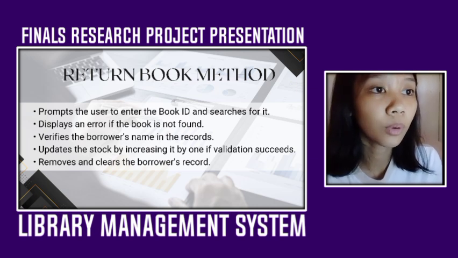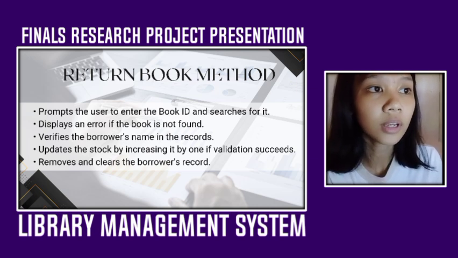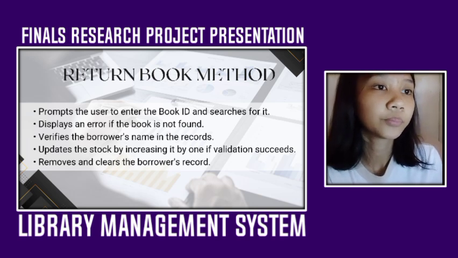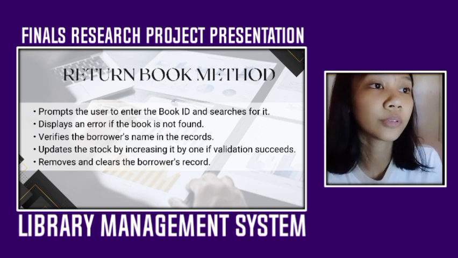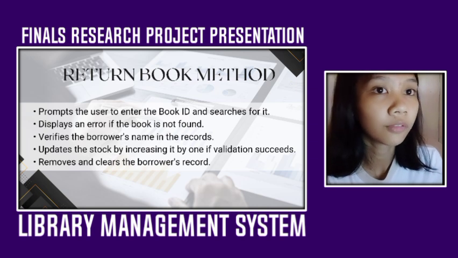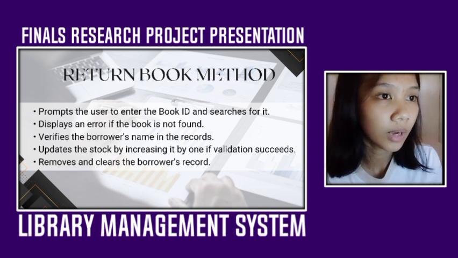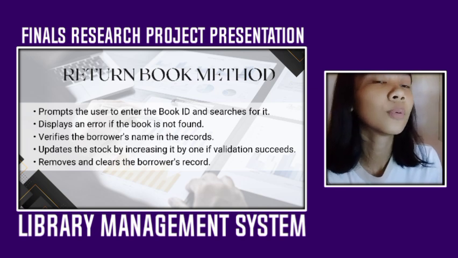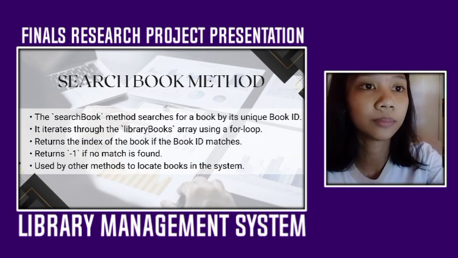But if both validations are successful, the stocks are updated, increasing it by 1. Then using a for loop, it removes the records of the borrower. Lastly, it clears the record to update. Then the book is successfully returned.